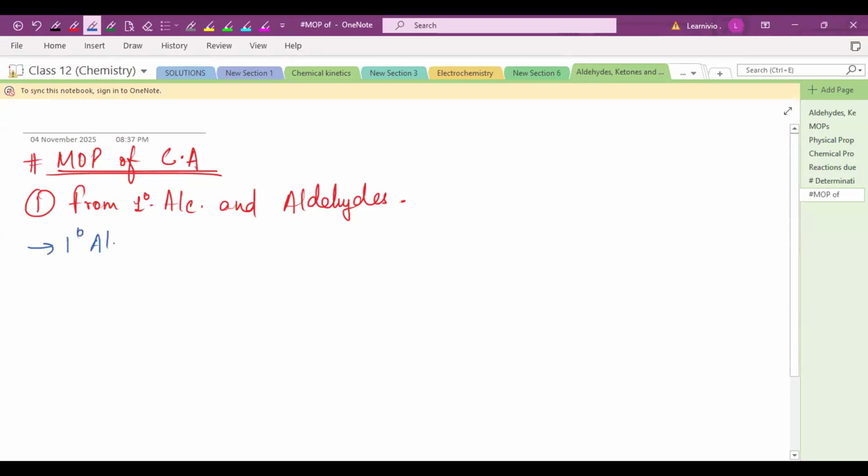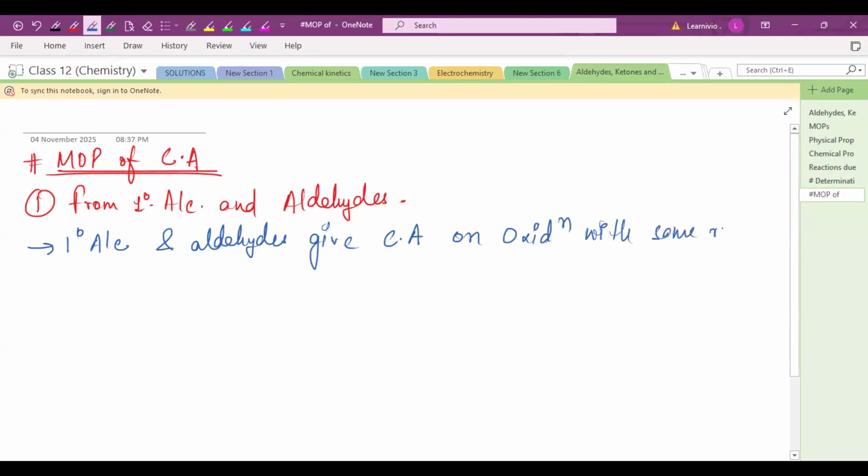So primary alcohol and aldehydes, write down, give carboxylic acid on oxidation with the same number of carbon atoms. The number of carbon should be same, right? You have to just oxidize the primary alcohol or aldehyde to a carboxylic acid, but the number of carbon atoms should be same.